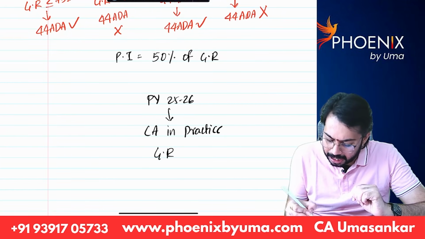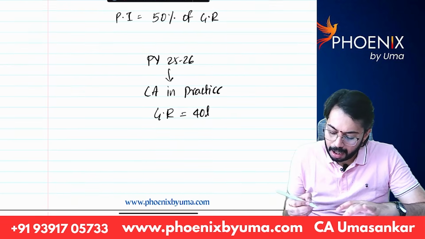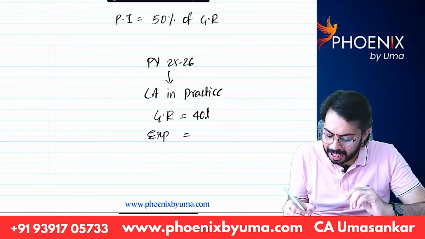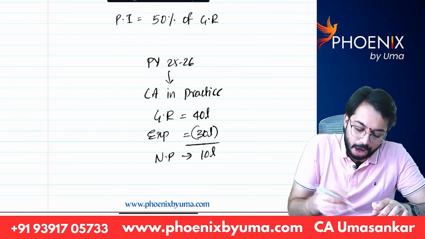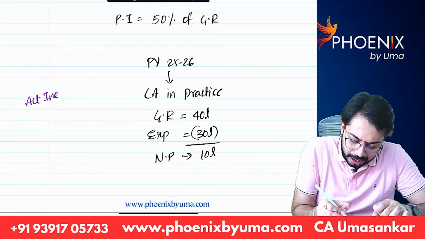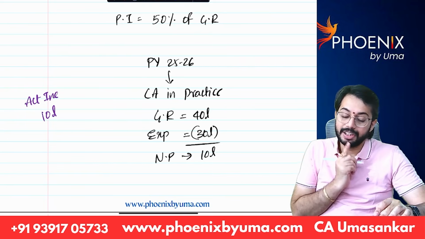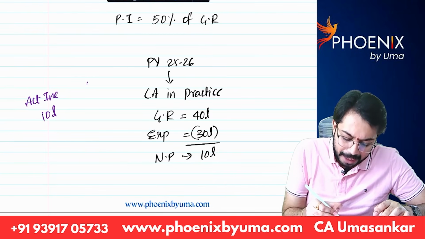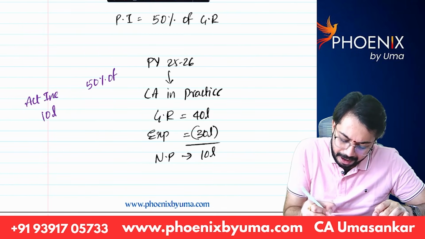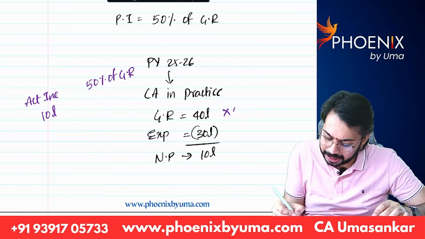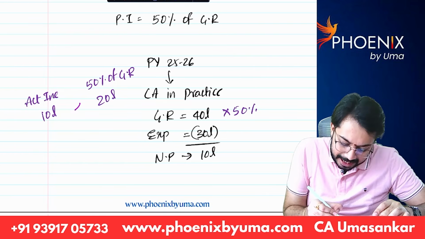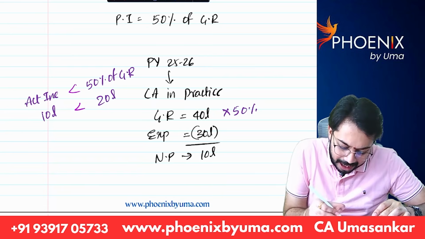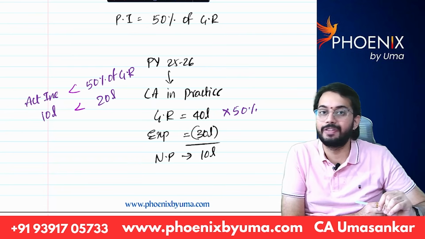My gross receipts are 40 lakhs. My expenses are 30 lakhs. How much is my net profit? My net profit is 10 lakhs. That means how much is my actual income? Actual income is 10 lakhs. How much is 50% of gross receipts? 50% of gross receipts means 20 lakhs. Here 10 lakhs is less than 20 lakhs. Actual income is less than 50% of gross receipts.